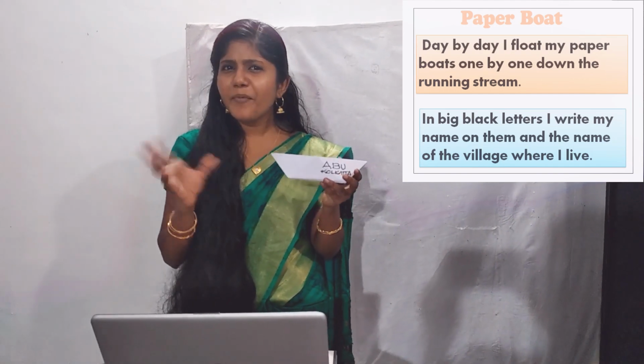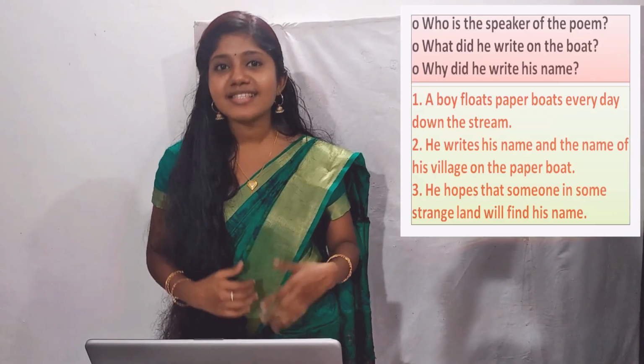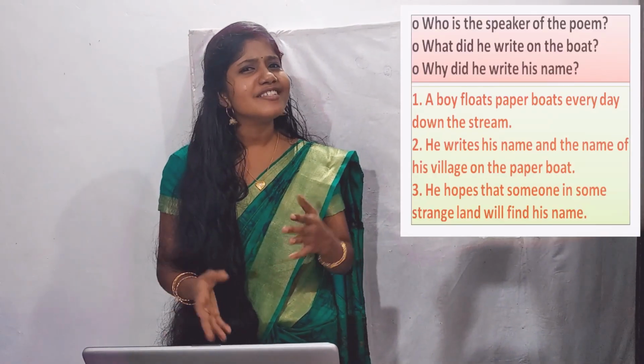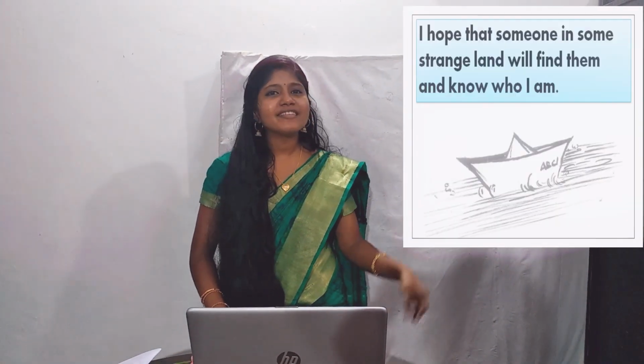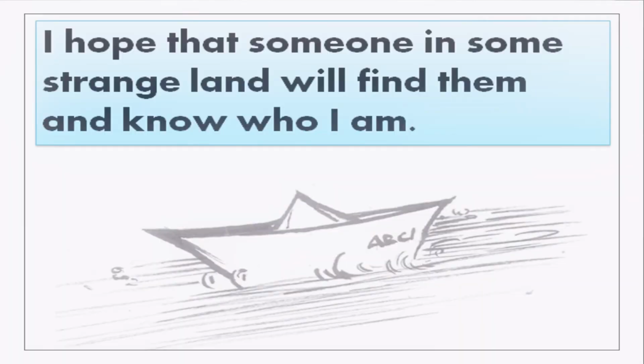Do you think the boy has any hope, any expectation, for writing his name and his village name? Read the next line, that will give the answer. What was his hope? He has a hope that someone somewhere in the land may find his paperboat and will know who he is. Read the line. I hope that someone in some strange land will find them and know who I am.